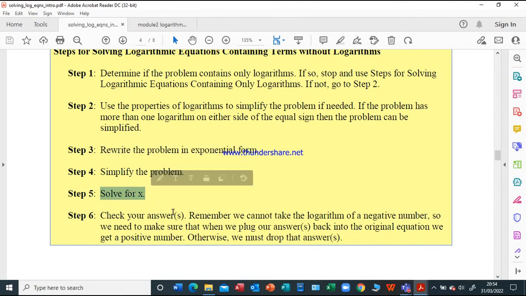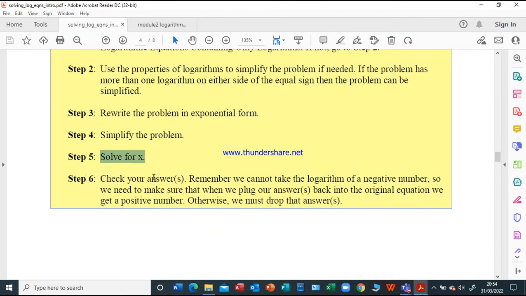Then step number 4 is to simplify the problem, and then you solve it. Solve for the unknown. After solving, you check again. For logarithms, it's always important to check, because you cannot have a negative logarithm. So the solution that gives you a negative logarithm, you drop. Not necessarily that x may be negative. x may be negative, but the logarithm is positive. So the emphasis is on negative logarithm. Okay, that's the rule here.